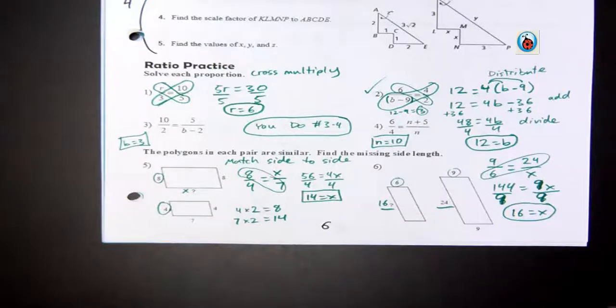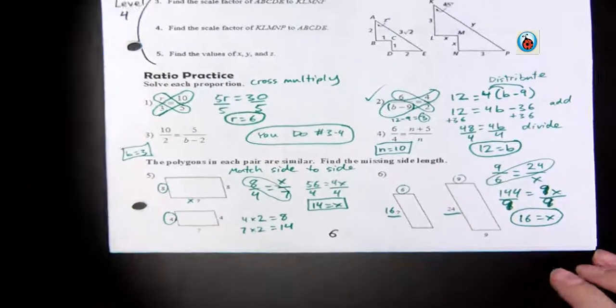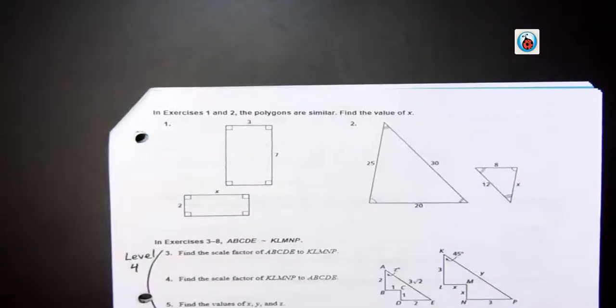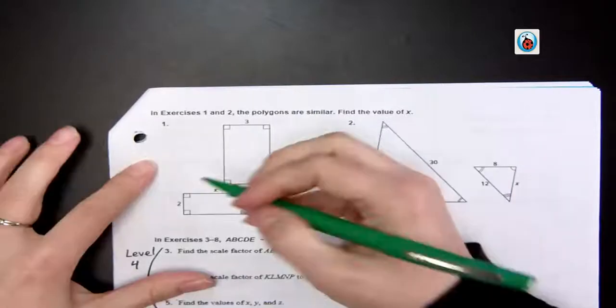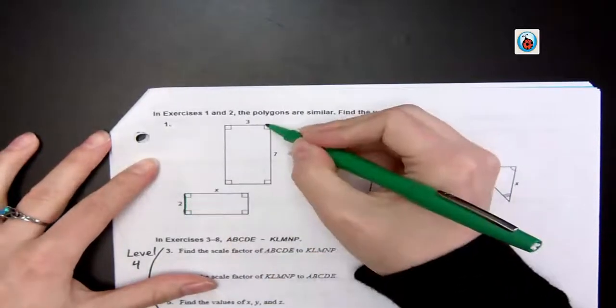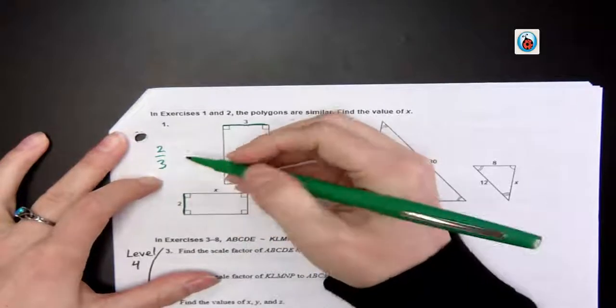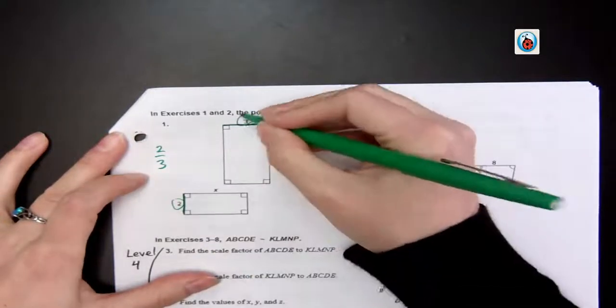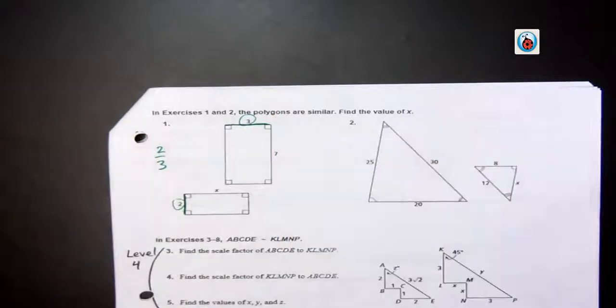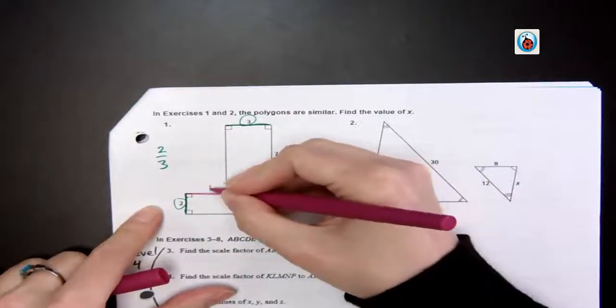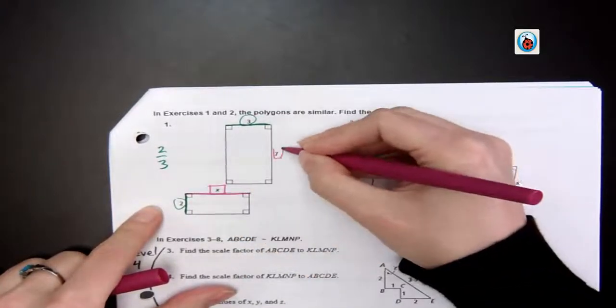So now we come back up to the top of the page, and this time it's the same thing, just our polygons are flipped in different directions. And so I have to match up my short sides together. That's going to be 2 over 3, which will equal my long sides together, which is x over 7.